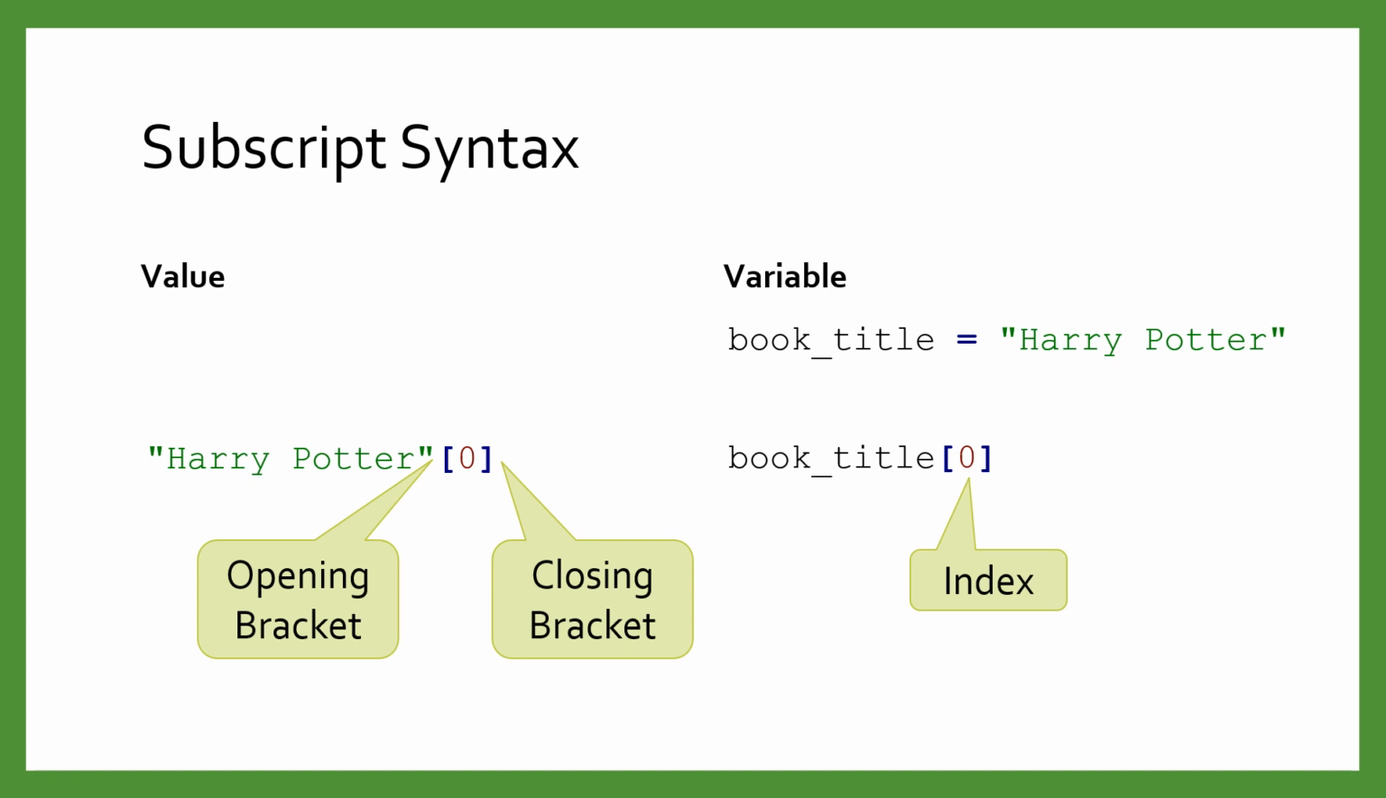Notice the key components. On the left is the name of the variable or the string literal value. Next, we have an opening square bracket. Then we have a number, which is called the index. Finally, we end with a closing square bracket.